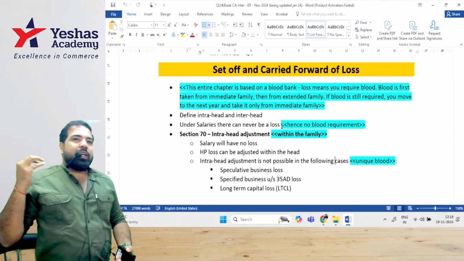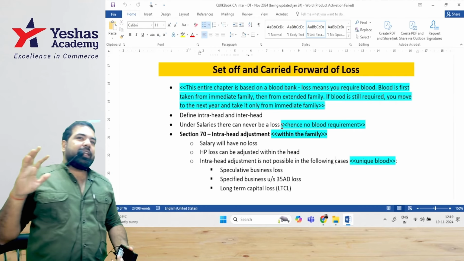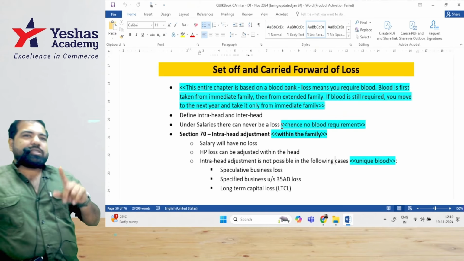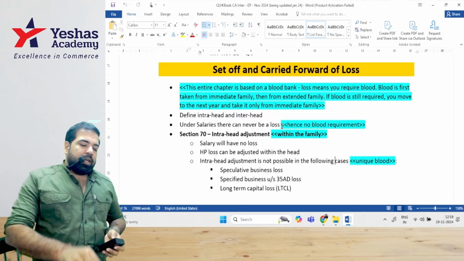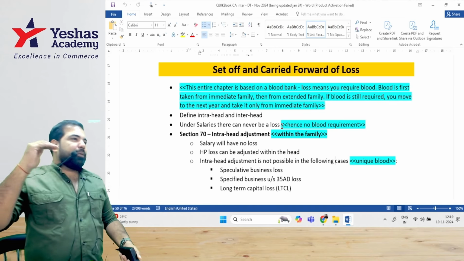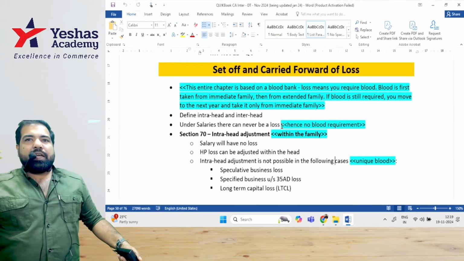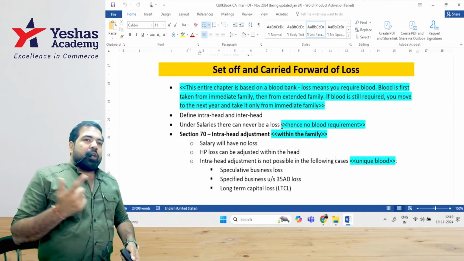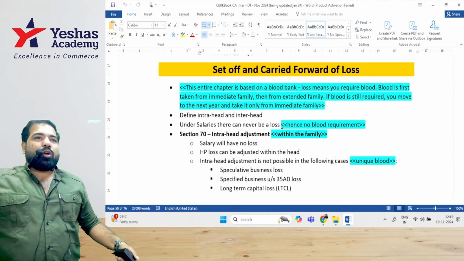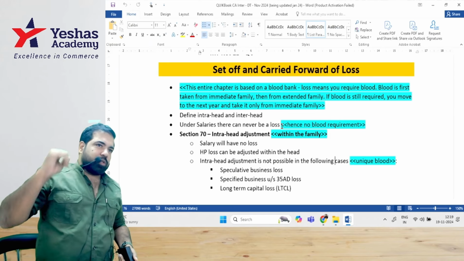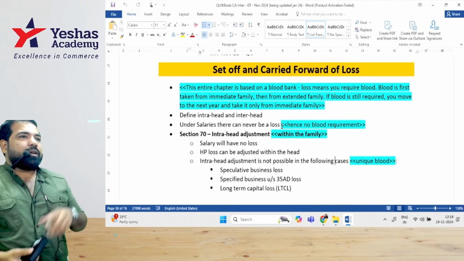Yes, no option. Same thing happens with losses. In losses, there are how many heads of income, guys? Five. In case there are losses, let's look at step number one. In salaries, guys, can there be a loss ever? So we'll not even look at family for salaries. In house property, can there be a loss? You know, guys, SOP, there can be a loss of 2 lakh or it can be a loss of 30,000, up to those numbers. LOP also sometimes can be a loss.